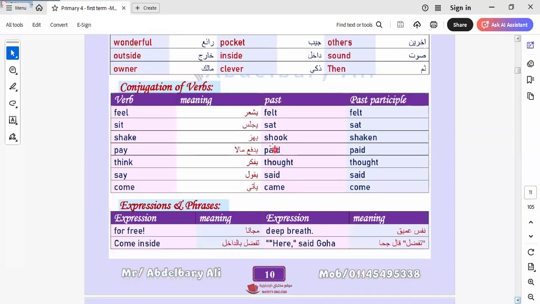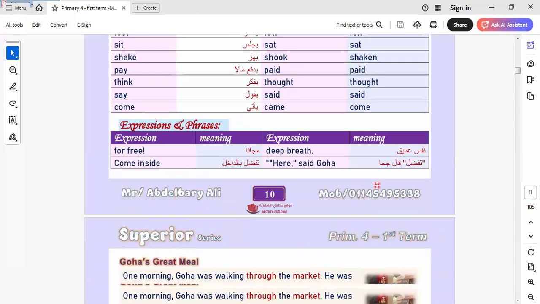Here we have the conjugation of verbs. This is the part that we took also in the old syllabus, which is connect. We know this is the conjugation of verbs. Here we have also conjugation of verbs, where the verb can be in past and past participle like this: feel, felt, sit, sat, shake, shook, shaken, think, thought, say, said, come, came, and so on.